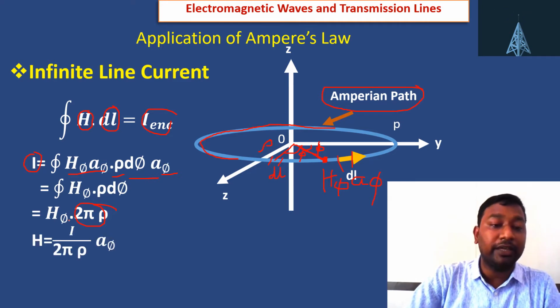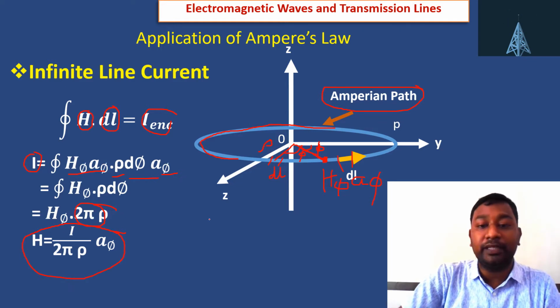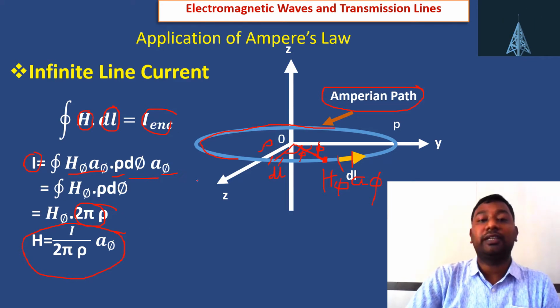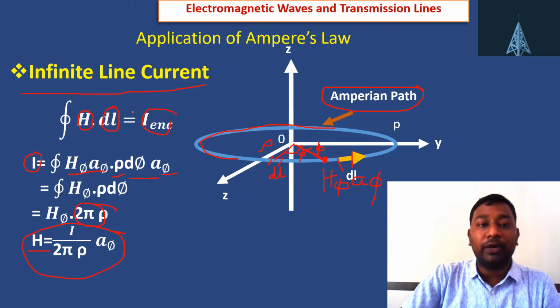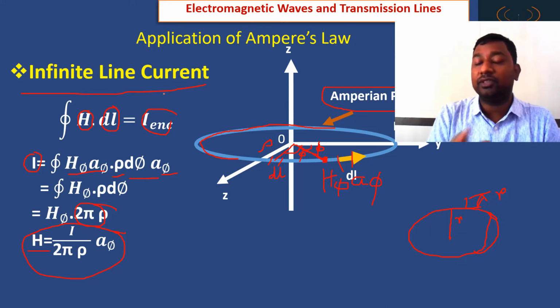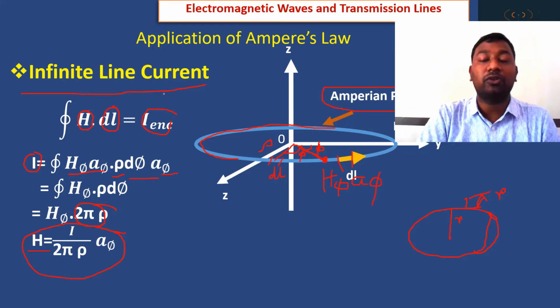So H phi we can write as I divided by 2 pi rho, or H we can represent as I divided by 2 pi rho into a phi, which depends on this phi angle. This is how we can find the magnetic field intensity at a particular point due to an infinite line current with uniform charge distribution throughout the line using Ampere's law.